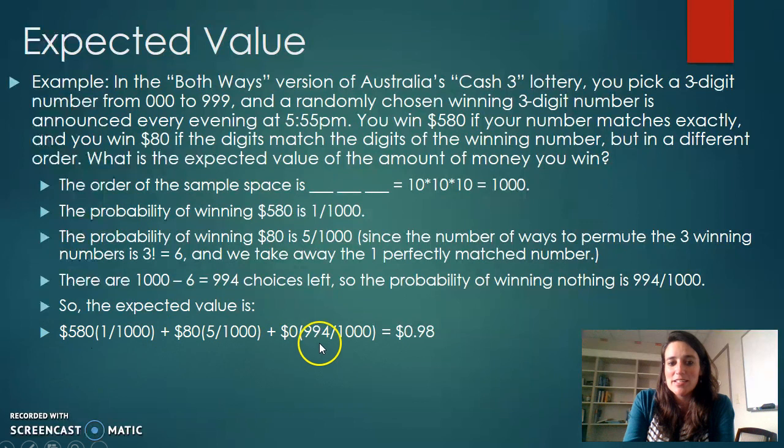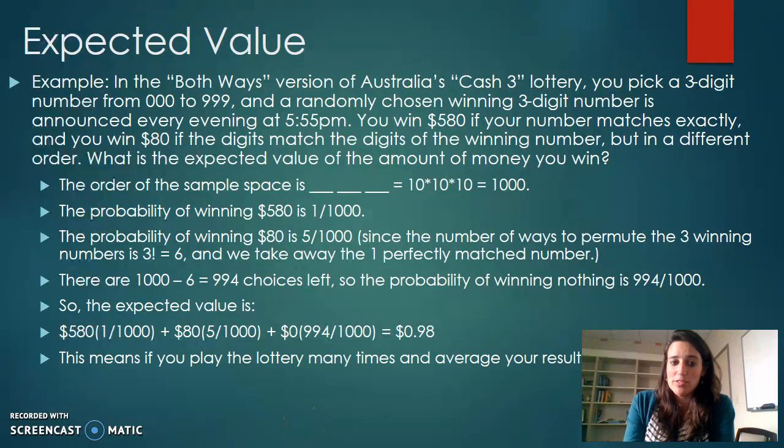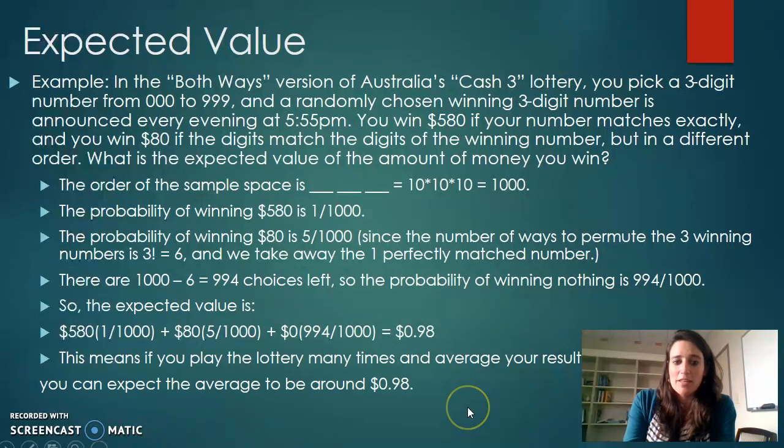If you type this into your calculator, you get a decimal answer, 0.98. That means your expected value, if you were to play this game over and over and average your results, then you can expect to average around 98 cents.